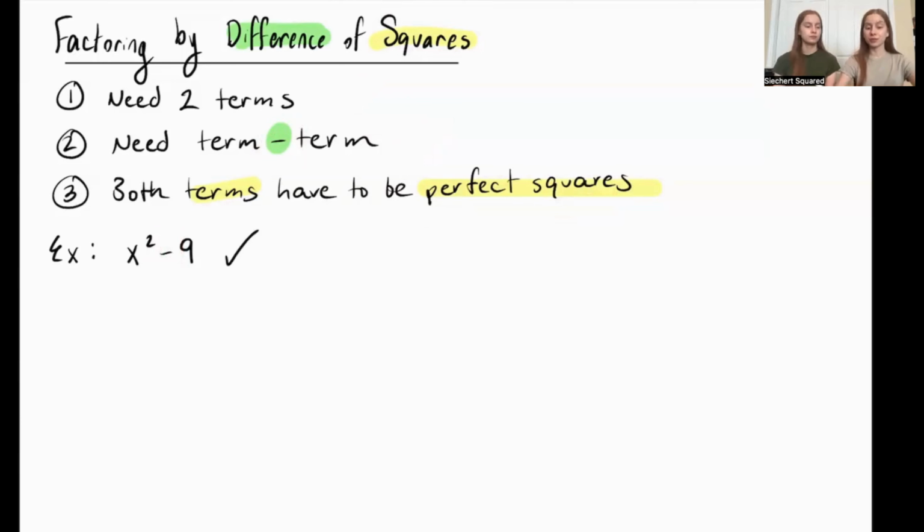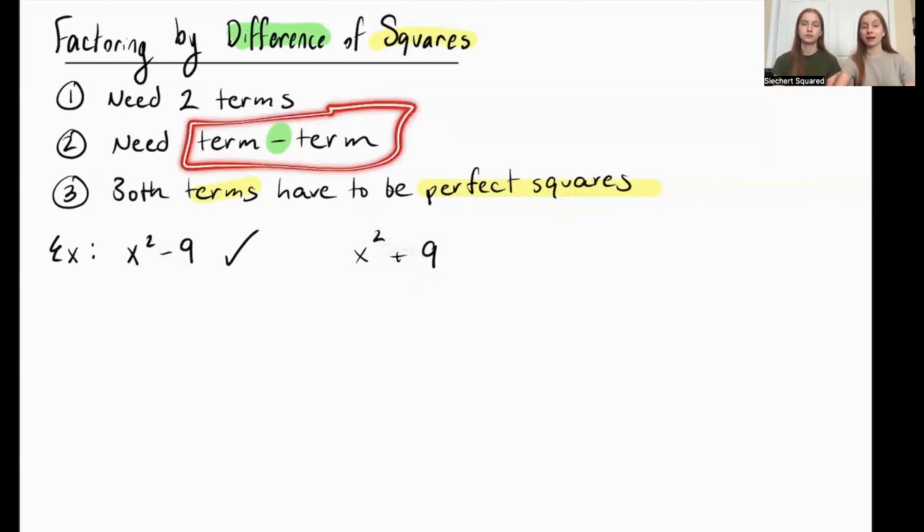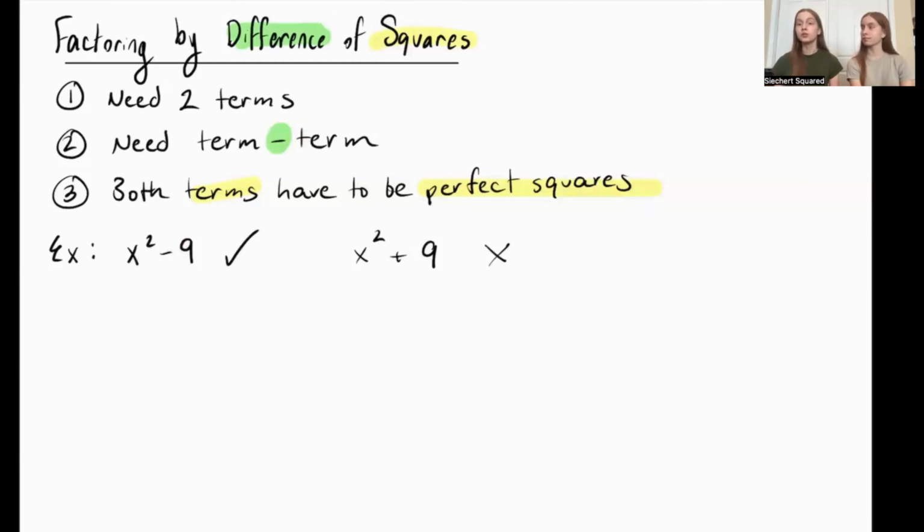If we were to make a slight tweak to that, so let's say we had x squared plus 9, we still have the same exact terms. The difference is we are not subtracting, we're now adding the 9. Because of that, it is not one term minus another term, so it is not a difference of squares, and we can't use it because of that adding. So again, it's really important to know and recognize when you can actually use difference of squares and when you can't.